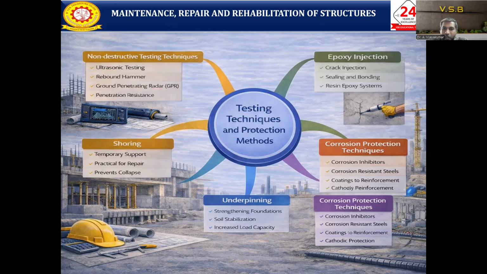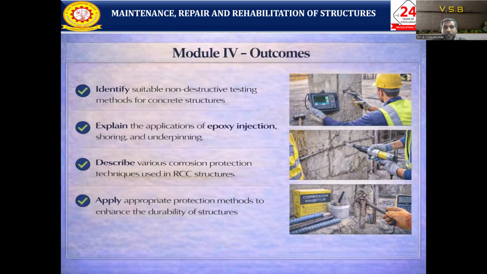For corrosion protection techniques, we discussed corrosion inhibitors, corrosion resistant steel, coating of the reinforcement, and cathodic protection. We discussed these protection methods. So in module 4 there are two parts, testing techniques and protection techniques, which we have discussed. Now the module 4 outcomes.